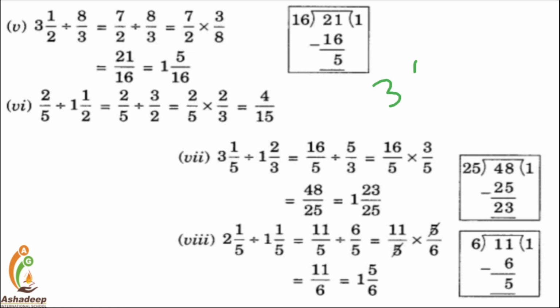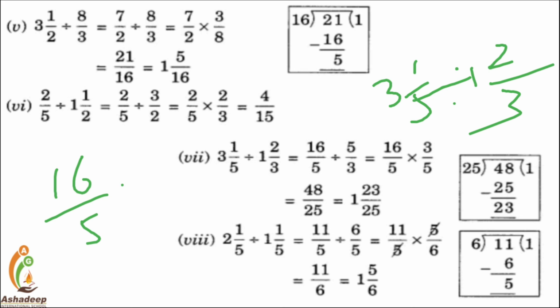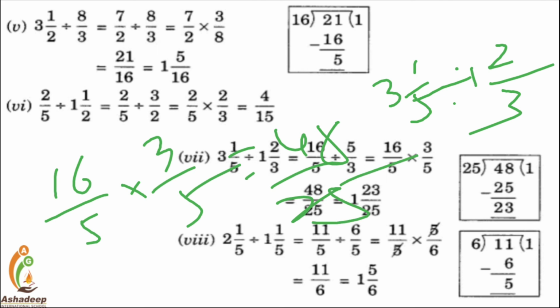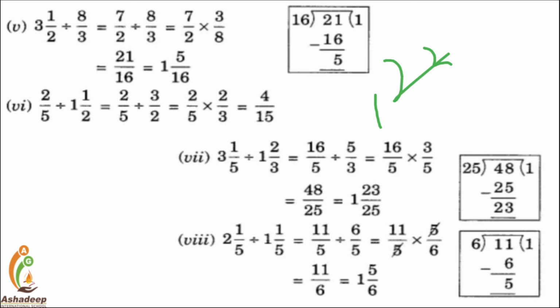Next is 3 1 upon 5 divided by 1 2 upon 3. So 5 3s are 15, 15 plus 1, 16 upon 5 multiplied by 3 1s are 3, 3 plus 2, 5. 5 upon 3, this is an improper fraction, and what will be its reciprocal? 3 upon 5. Clear? So 16 3s are 48 upon 25, and its mixed fraction is 1 23 upon 25. Got it?